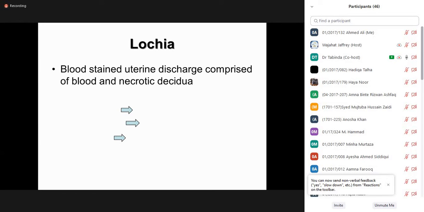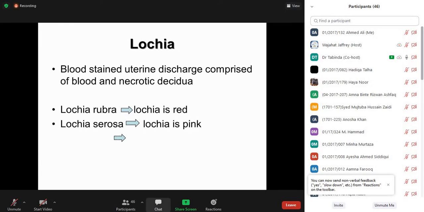Okay, with time lochia changes its color. Initially the lochia is red in color, so we call it lochia rubra. In the first week it is lochia rubra, then it changes in color to pink.